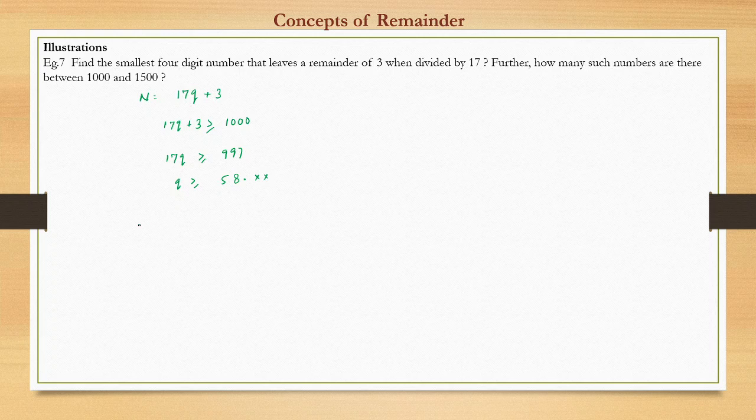So the lowest integral value of q can be 59. So what will be the value of N? N will be nothing but 59 into 17 plus 3. So this we can do: 17 into 59 is 1003, so plus 3. So this becomes 1006. So this is the way to solve this question.